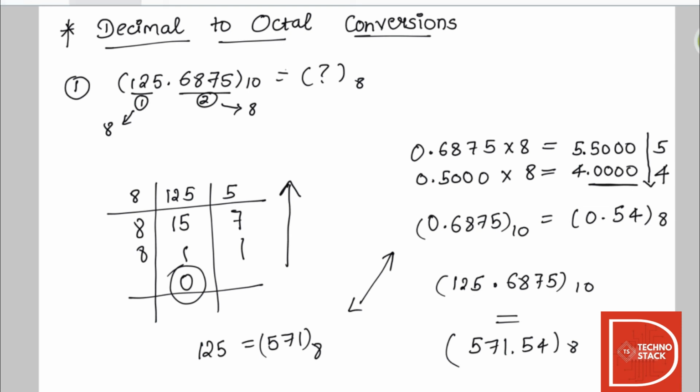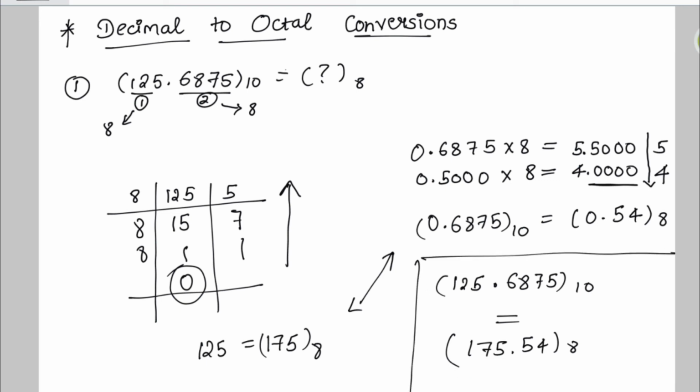I made a mistake over here. It will not be 571. For the integer part we are taking bottom to top. Again, this you have to remember: we are taking bottom to top. So 175. So 175.54 will be the answer. So this is how to convert decimal to octal.